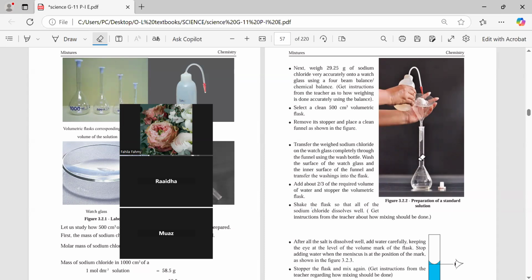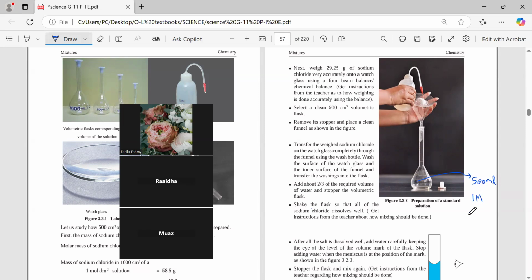And then you fill the bottle till here, and then you nicely close it, and then you give it a nice stir. What have you prepared? You have prepared a solution of 500 milliliter of 1 M sodium chloride.